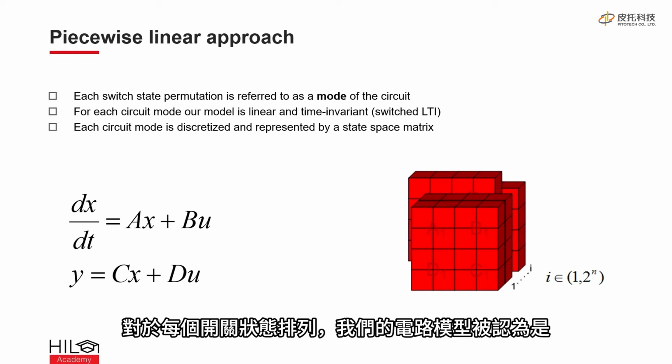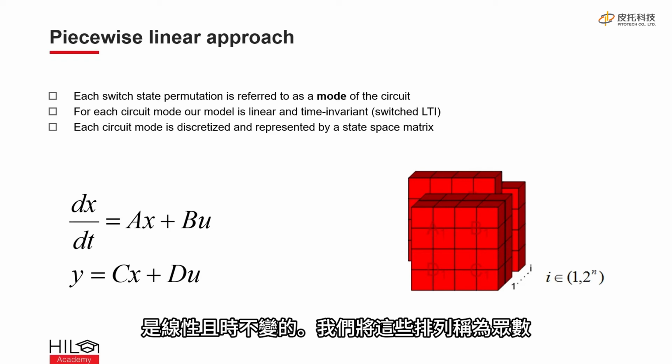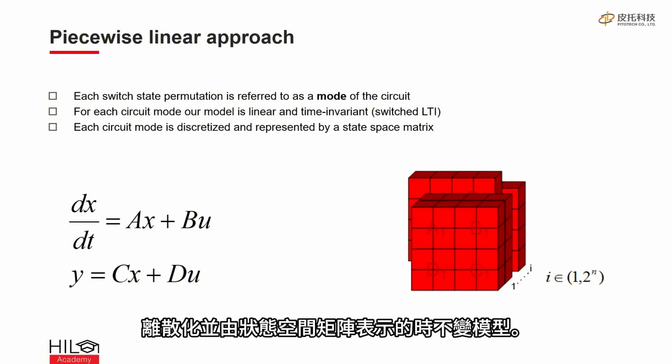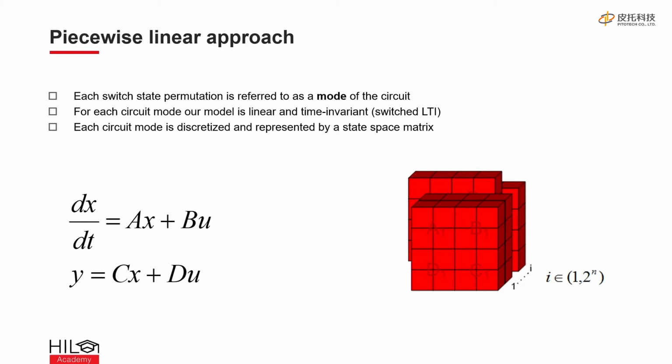For each switch state permutation, our circuit model is considered to be linear and time invariant. We call these permutations the modes of the circuit. For each mode of the circuit, we have designated a linear, time-invariant model which is discretized and represented by a state space matrix.